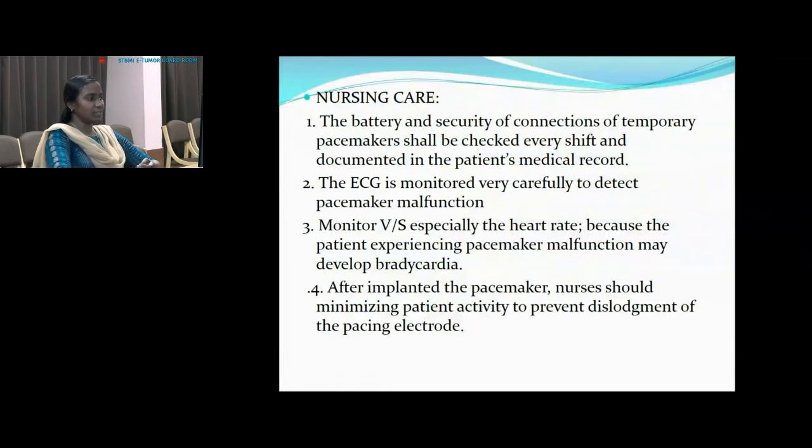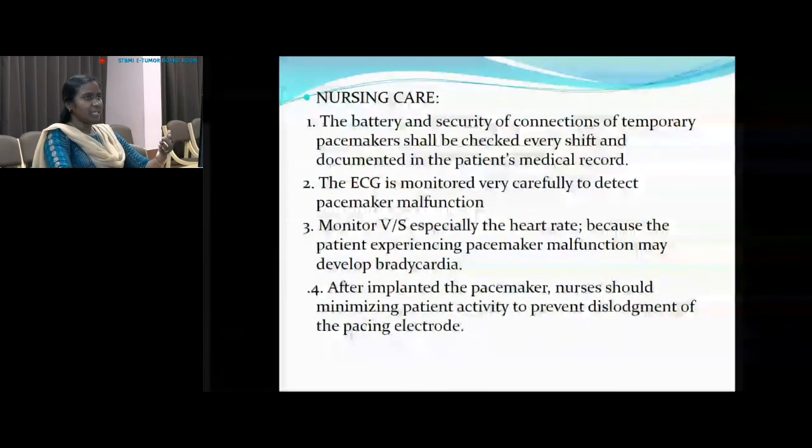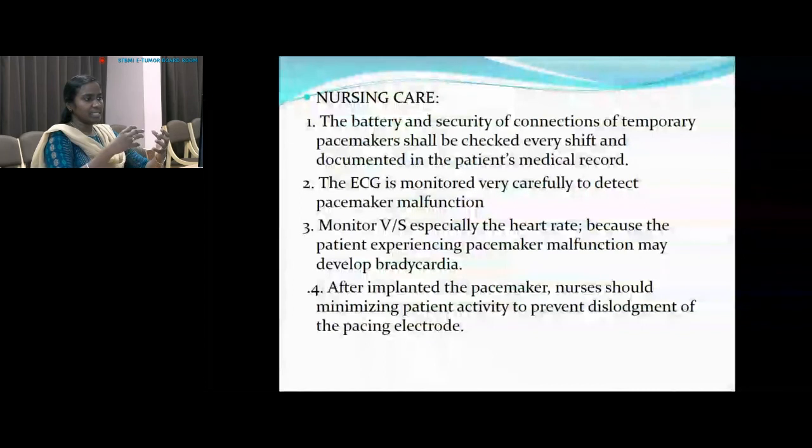And the ECG should be monitored very carefully to detect pacemaker malfunction, because among the complications we have mentioned that a pacemaker malfunction may lead to ectopic origin of electric fire from the ventricles, because these endocardial leads may cause irritation to the ventricular wall and may cause ectopic foci. So the ECG should be monitored very carefully to detect any pacemaker malfunction.